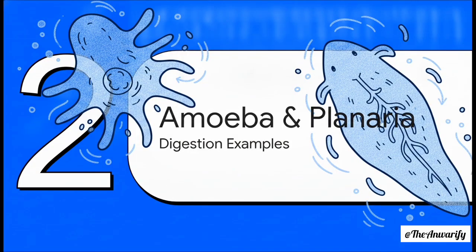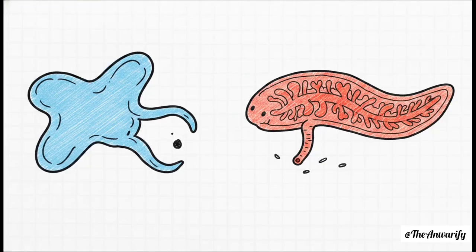Moving on to Section 2, let's look at some specific examples with the amoeba and the planaria. Let's start small with the microscopic amoeba. Since it's literally a single cell, it uses these temporary cytoplasmic extensions called pseudopodia to trap its microscopic food. It forms a little food cup that pinches off into a food vacuole inside the cell.